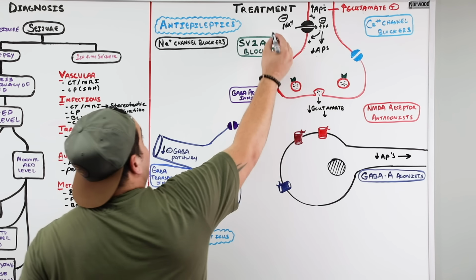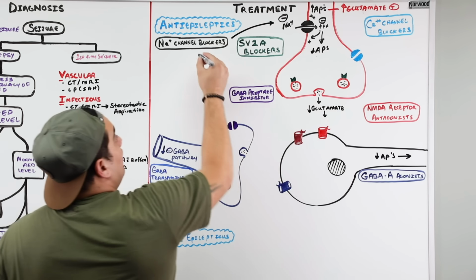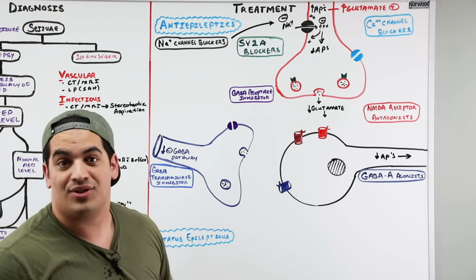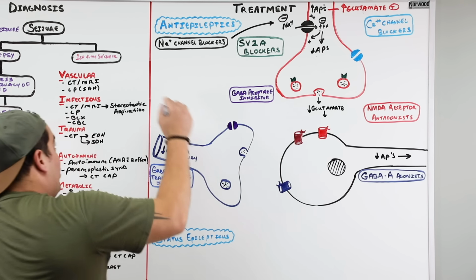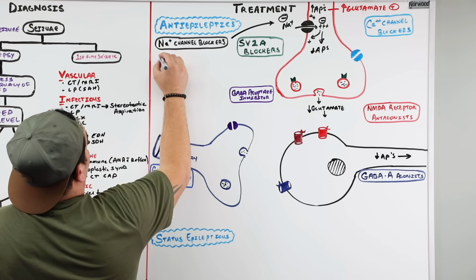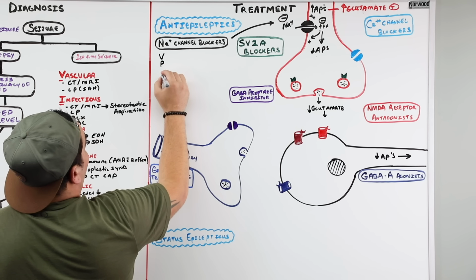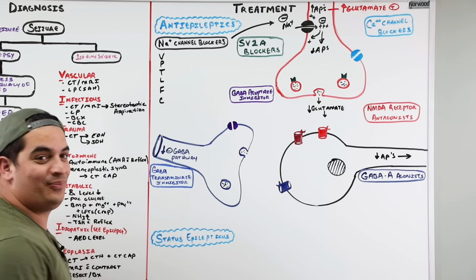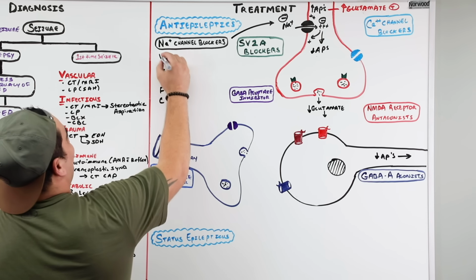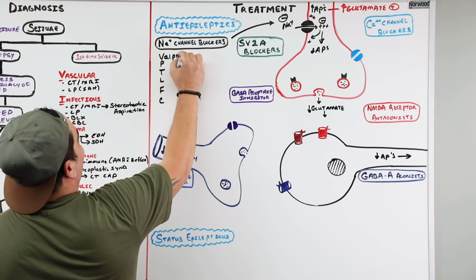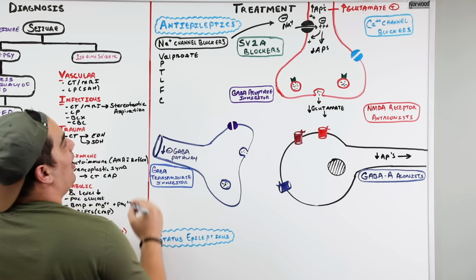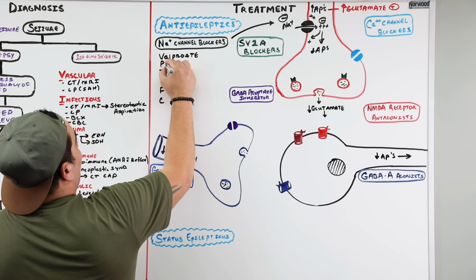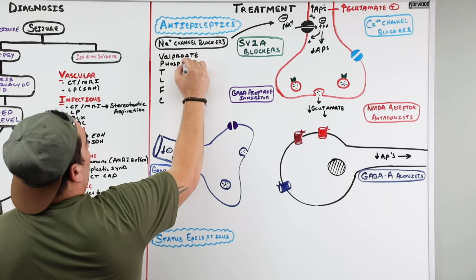So the good thing to ask ourselves is, what are the names of these drugs that block the sodium channels? You can remember them by "very problematic to let phosphonatoin cuddle." So V is valproate, so valproate or valproic acid. P is phosphonatoin.